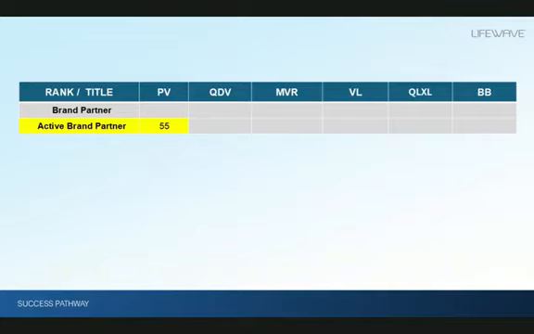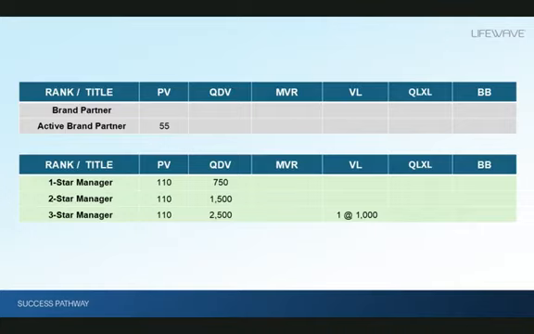Now let's look at the 6 requirements at each rank in the success pathway. To start earning bonuses in our enhanced compensation plan, you will need to be an active brand partner with a 55 PV. To move into the first group of ranks, you will need to achieve the rank of a 1-star manager.